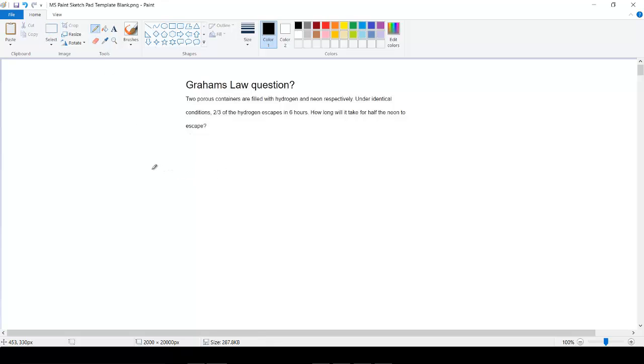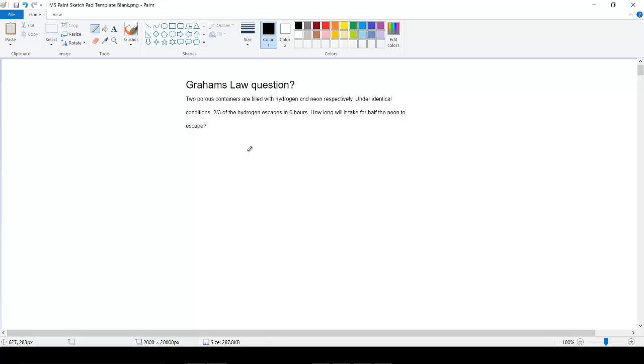Hey, so we have a question here about using Graham's law. This is something that comes up usually in chemistry, and it has to do with the rates that gases will diffuse through a porous barrier. Or they could effuse.